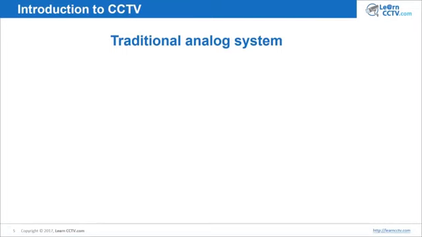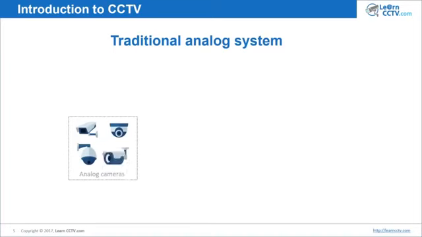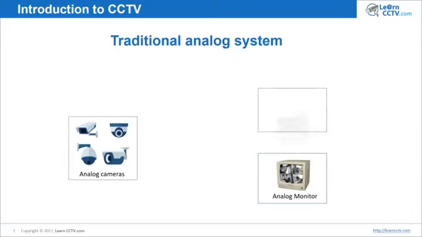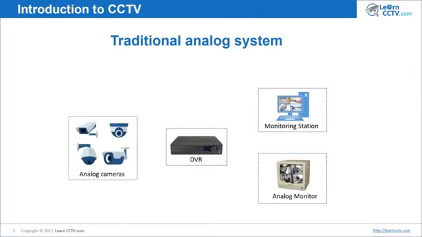Let's start with the analog system. So here I have my cameras, could be different kinds of analog cameras. And then here I have my analog monitor. And I also have my monitor station, a computer with the software to monitor the system, right? Then in the middle of everything, I have the DVR. DVR is the digital video recorder, used to record the videos from the cameras.